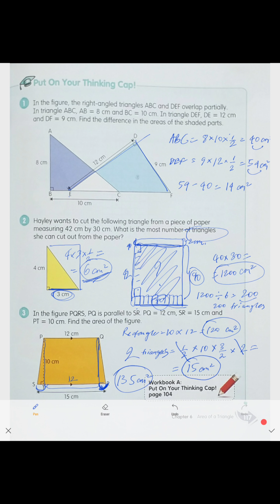Okay, congratulations. We just finished the theory of the Pupil's book, chapter 6. Now work through your workbook, and over here you can see your workbook part. Put on your thinking cap, on page 104. Try to do it, and we're going to discuss it later. All right, see you.